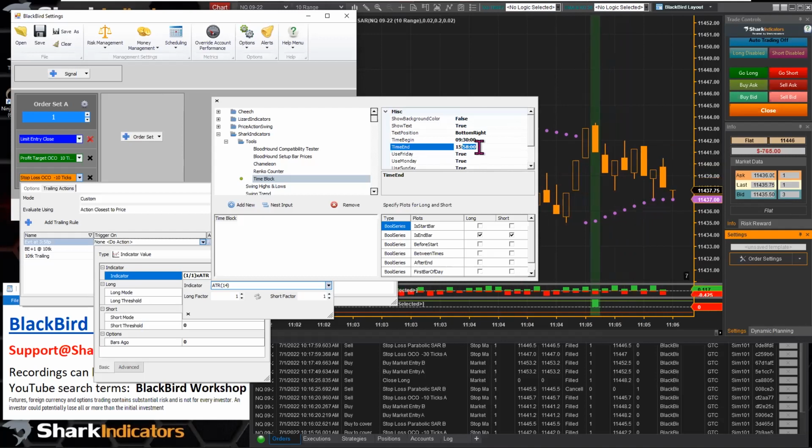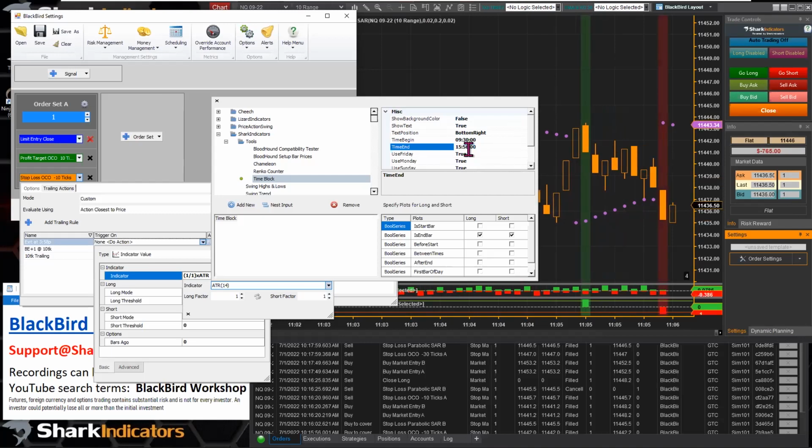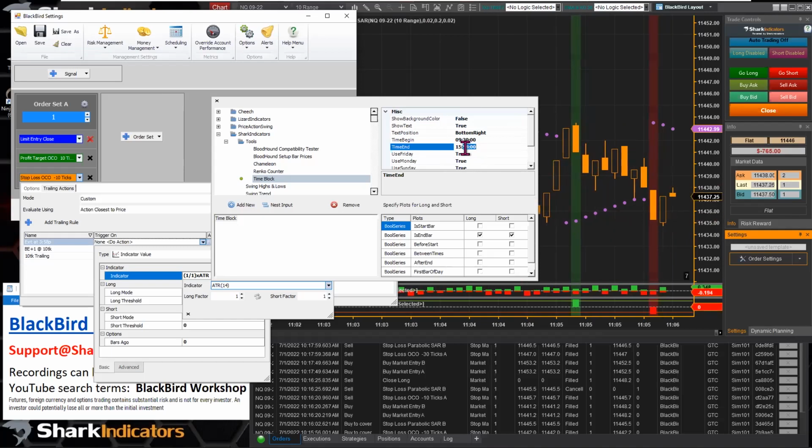So let's say you're trading 5-minute bars, right? Obviously a 5-minute bar is not going to close 2 minutes before 4 o'clock, right? So you have to wait for that 5-minute bar to close at 4 o'clock. So you're not going to get an exit signal at 58 minutes, right?